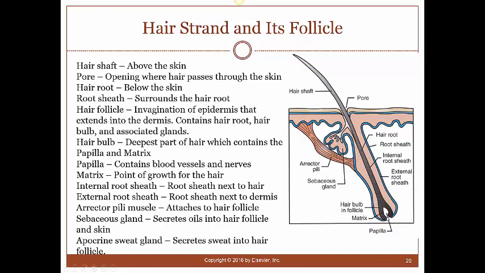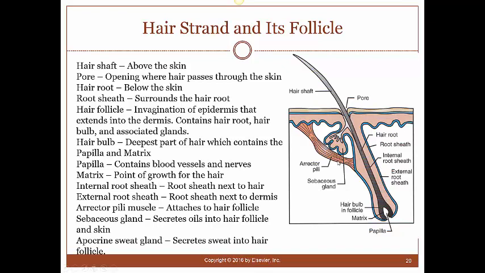This is the bulb of the hair, and it has two parts in it called the matrix and papillae. The papillae is the part that contains the nerve to the hair, and it's also got blood flow and a lymphatic vessel. The matrix surrounds the papillae, and this is where the hair grows from. It grows down here from the matrix and pushes up and through. The internal root sheath is the part of the root sheath that is right next to the hair, and the external root sheath is the part that's right next to the dermis.